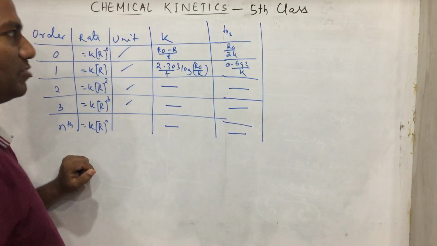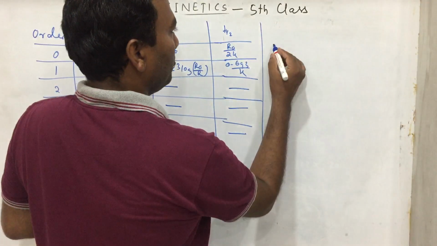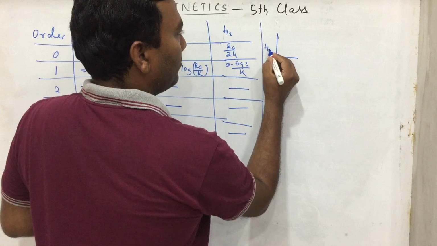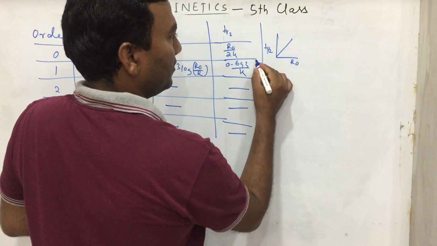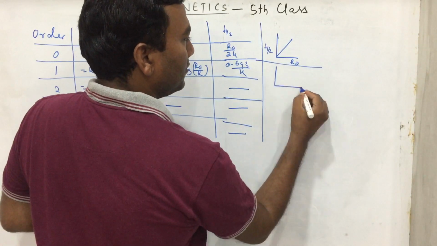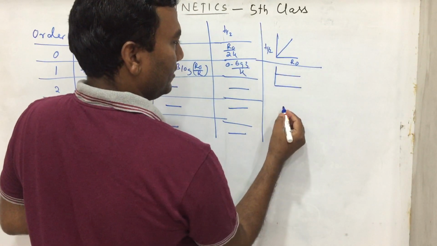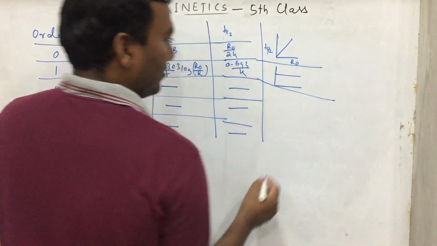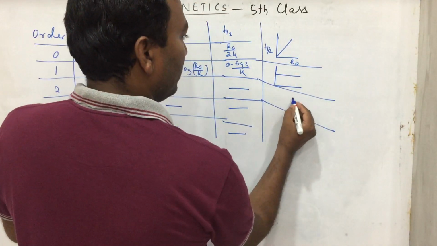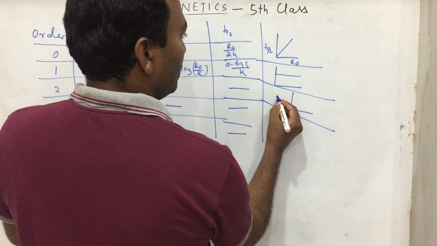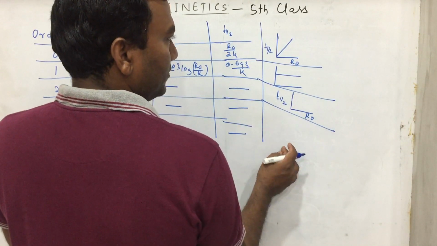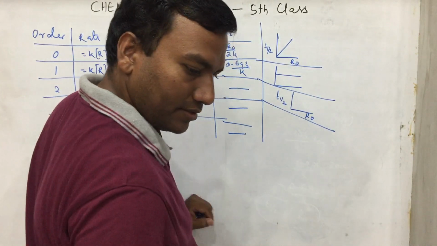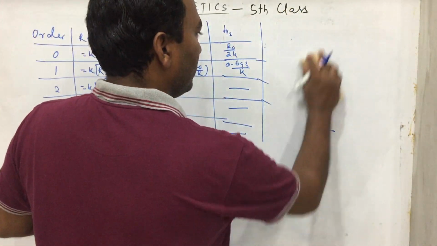Then graphical representation. So if we plot the graph T half versus R naught, it is directly proportional. Clear? First order, parallel. Clear? This is first order. If you come to second order, like this, you see T half versus R naught. Wait, another general expression will come to graph.